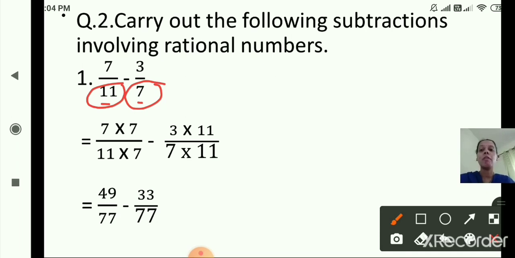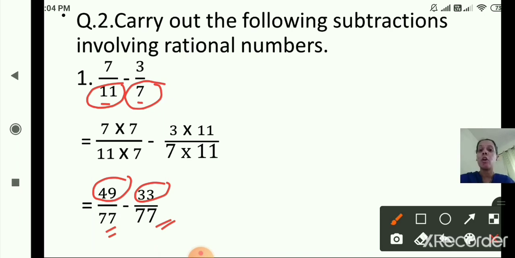Okay, now we will do the multiplication. 7 sevens are 49, 11 sevens are 77. 3 multiply by 11, 3 11s are 33, and 7 11s are 77. Now here the denominators are equal, so we can do subtraction. Okay, so what is the next step now? As the denominators are equal, we will write down the denominator only once and subtract the numerators.